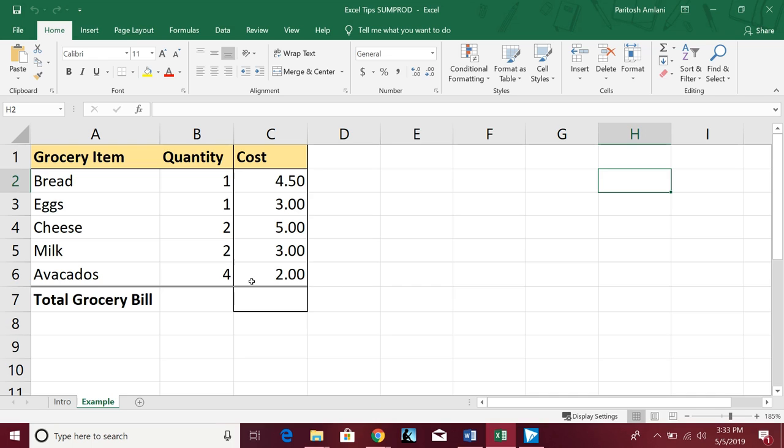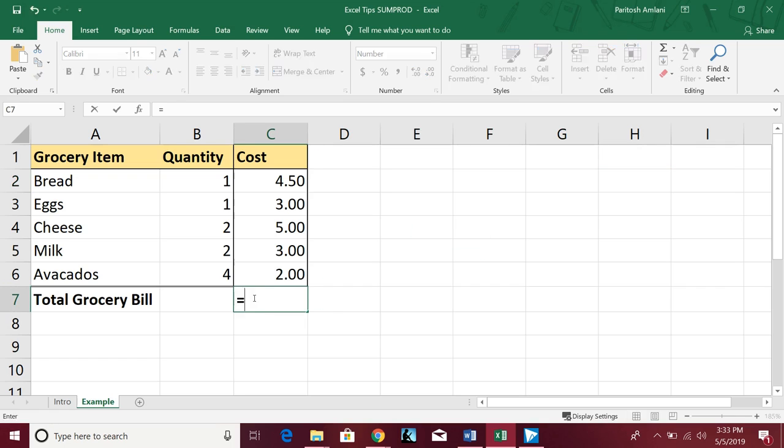So if I had to find out what my total grocery bill would be, I would essentially have to multiply quantity by cost, and then total it up. SUMPRODUCT makes this easier for us. So let's dive right into it. Let's do the SUMPRODUCT here.